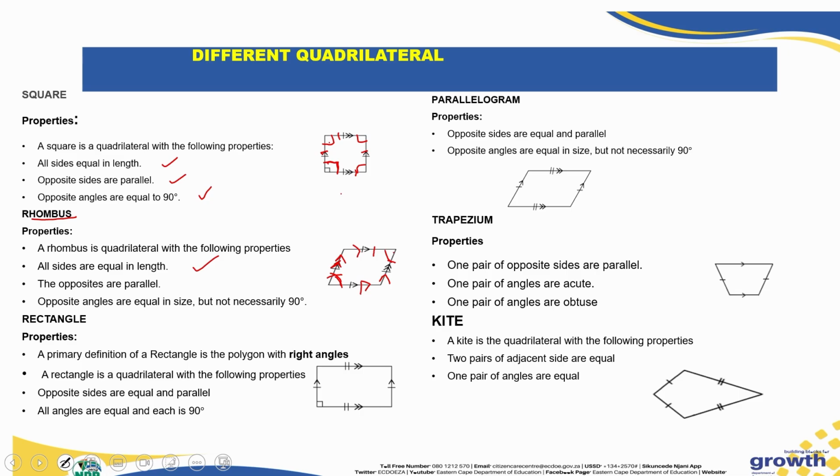In other words, it means we can say a rhombus, by the primary definition of a square, is a square, because a square is a polygon with all its sides being equal. Therefore, a rhombus is a square, but a square will never be a rhombus, because a rhombus is having angles which are not 90 degrees.